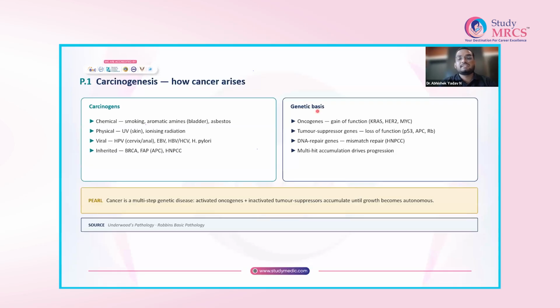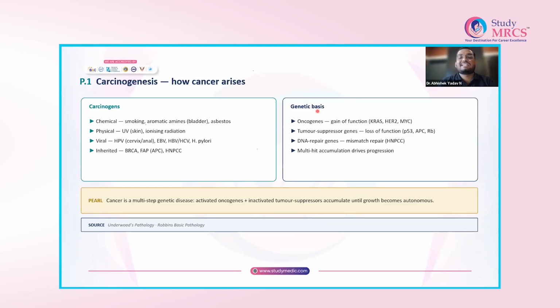So all these genes play a very important role when the cell undergoes the cell cycle. There are certain stages where each cell cycle will be under the control of these genes. So if these genes undergo mutation, there will be unregulated proliferation of the cells that may lead to development of neoplasias. DNA repair genes like mismatch repair, HNPCC, that's an example for it.